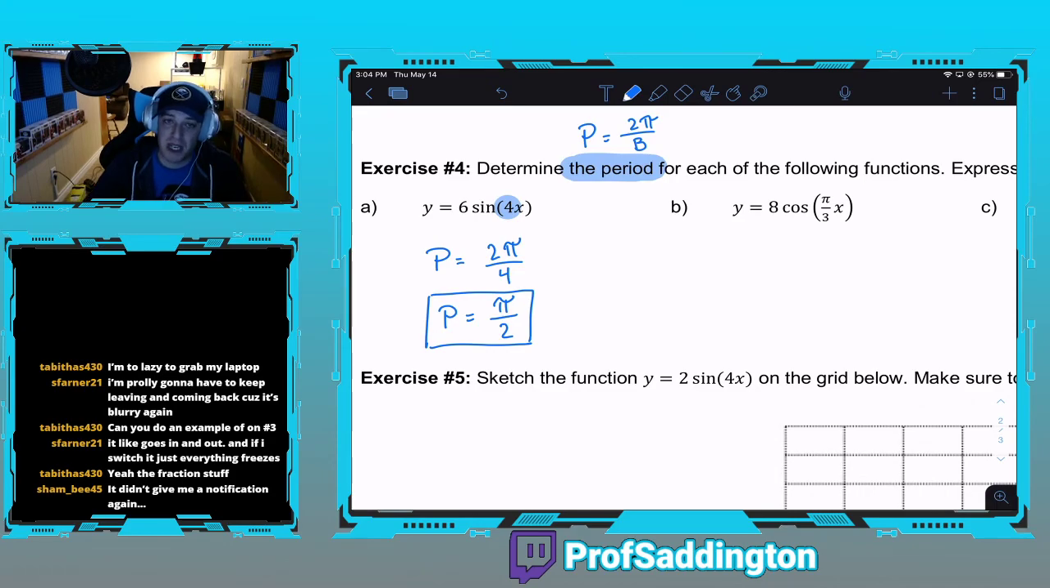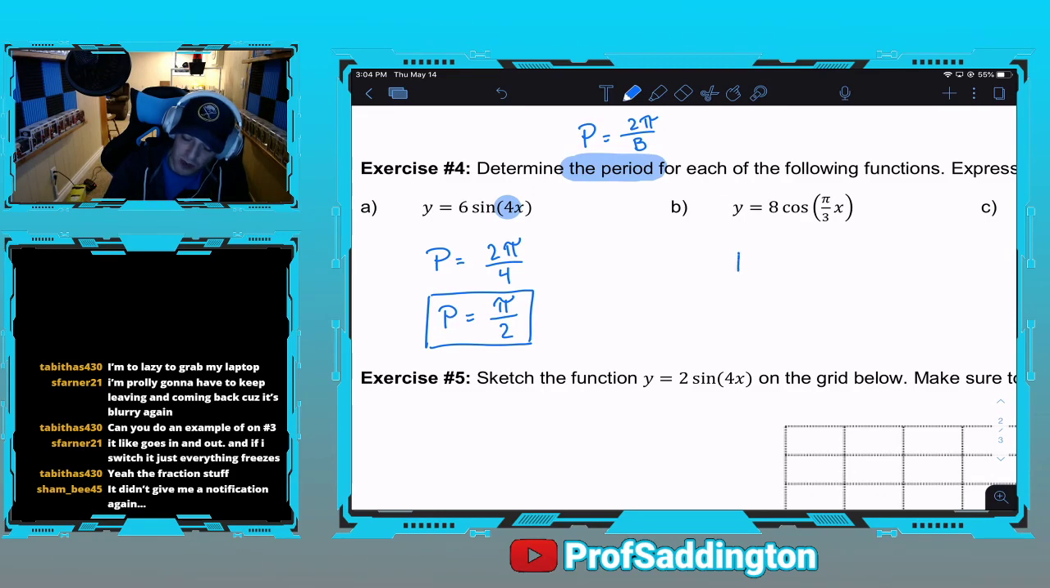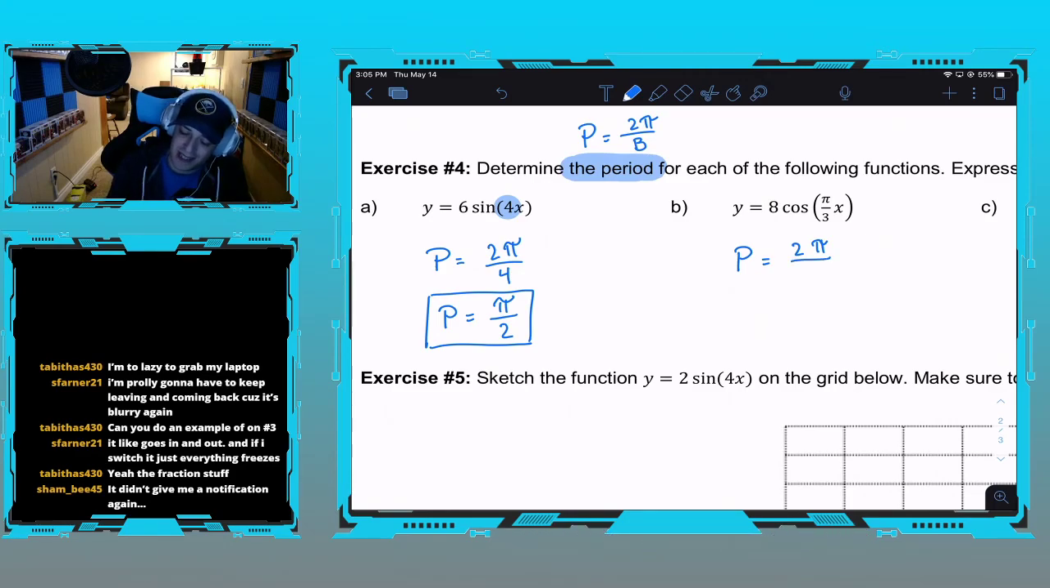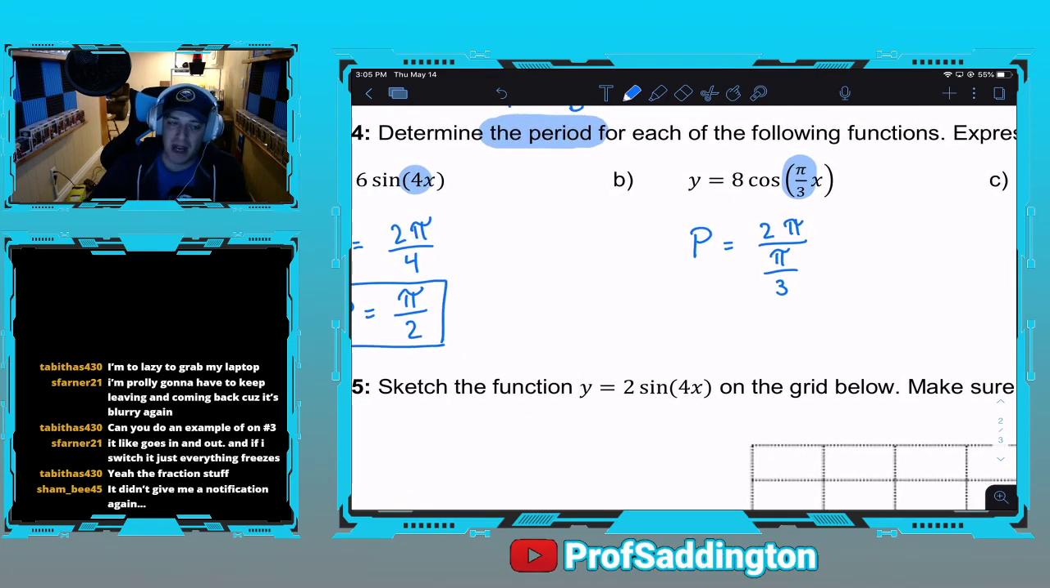If we go to part B, there's only one thing that's a little bit different, it's just a tiny little thing, and this is probably why Tabitha was asking a question about it. It's still going to be the same formula. So we'll have 2 pi all over b, and in this case the b is going to be pi over 3. So we're going to have pi over 3. Now, we don't want that fraction on the bottom.